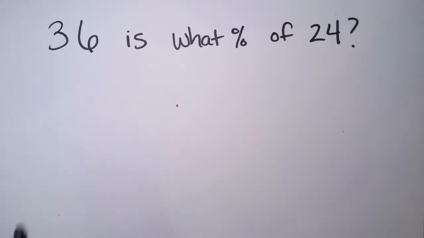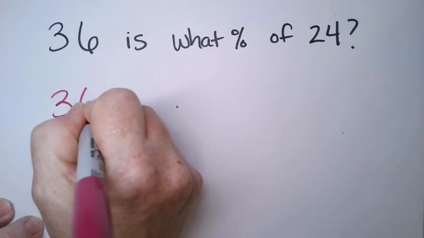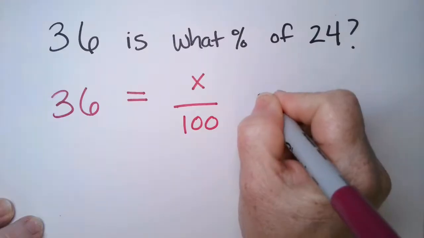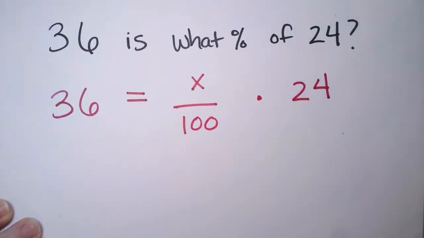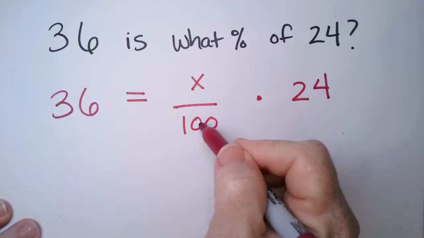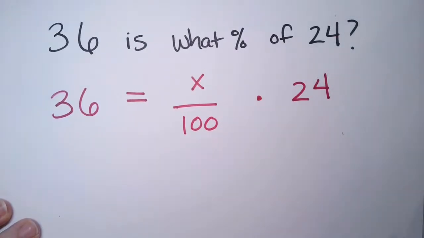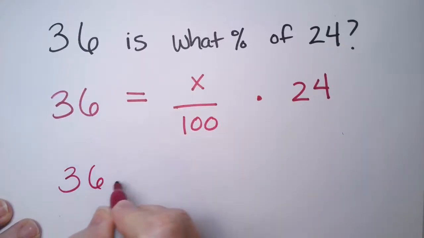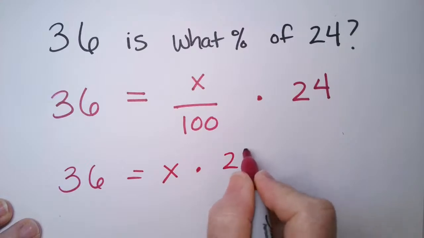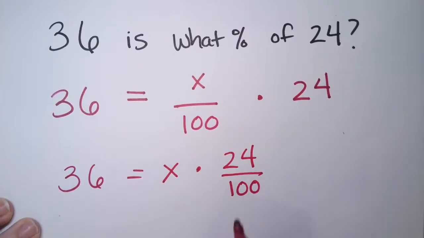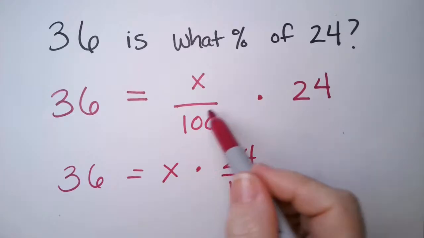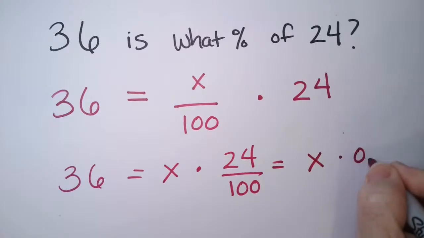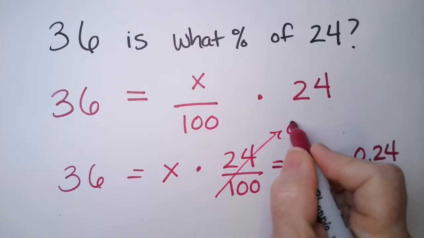Okay, so translating, 36 is what percent, which is x over 100. What percent of is multiply, and 24. So I'm going to slide the 100 over here. So this is 36 equals x times 24 over 100. I can do that because everything's all multiplied. This is x times 0.24.